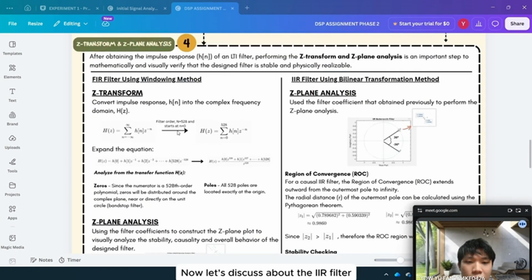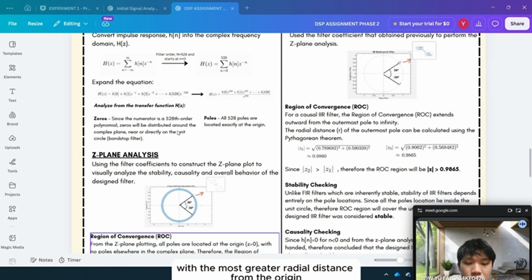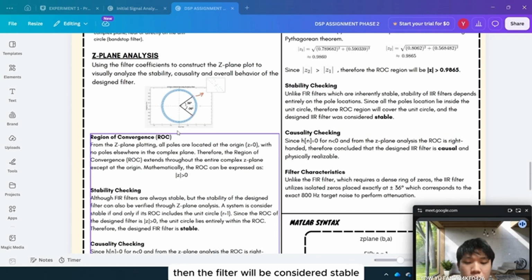Now, let's discuss the IIR filter. The steps are almost similar to the FIR. For the ROC region, the difference is that we need to choose the poles with the greatest radial distance from the origin. And for stability, if all the poles lie inside the unit circle, then the filter will be considered stable. In this case, yes, it is.